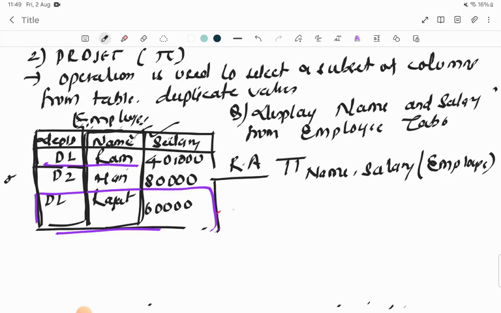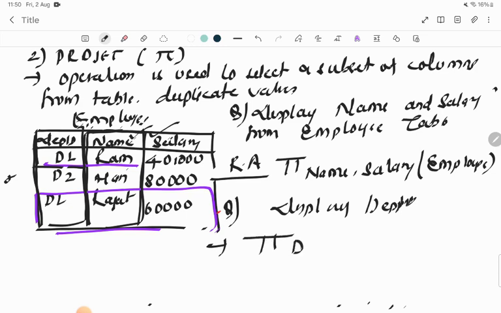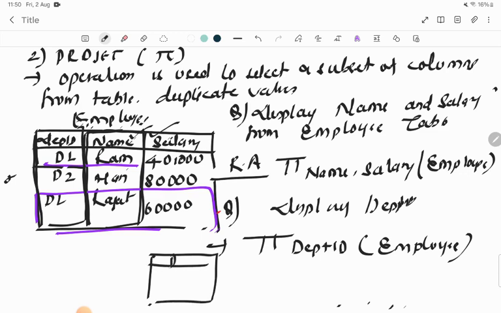Okay, so the next question is display department ID from the employee table. So what will be the command? The command will be pi department ID from where? From employee. So what will be the answer? The answer for this will be that we are going to get only the department ID column, and the values will be D1 and D2 only.